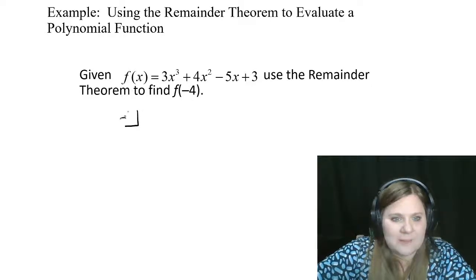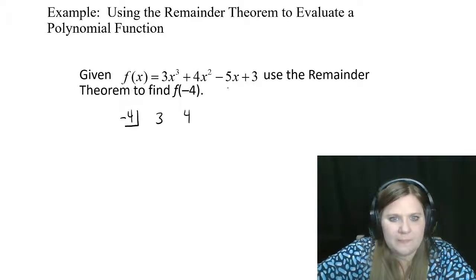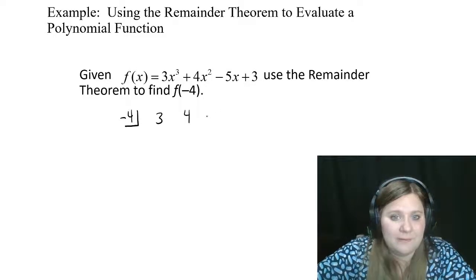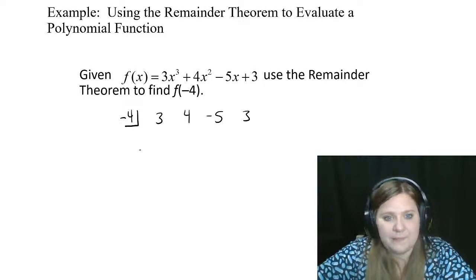So -4 goes in my box. My order is already correct. So I have an x cubed coefficient of 3. My x squared has a 4. My x has a -5. And my plain old number is a 3.